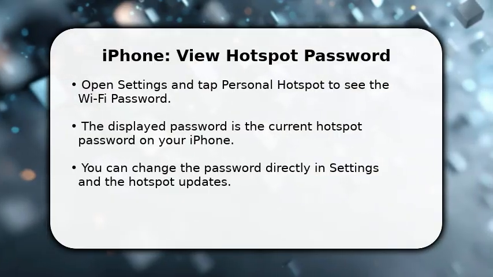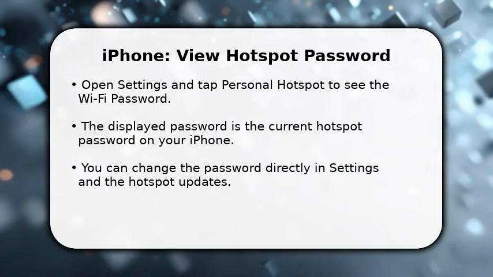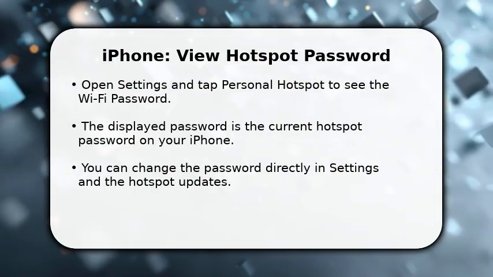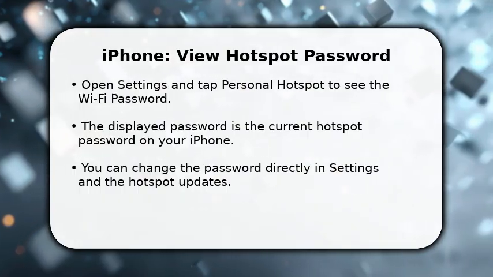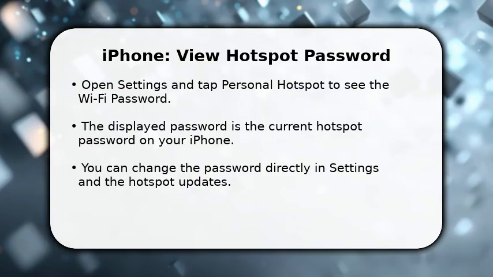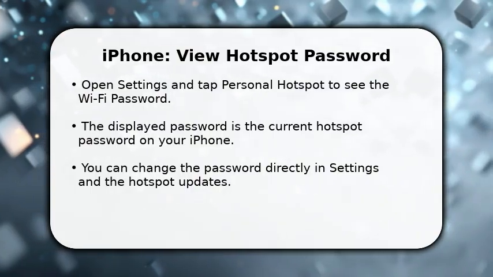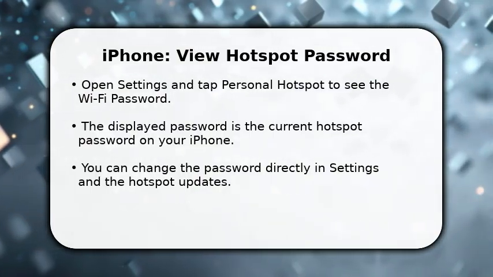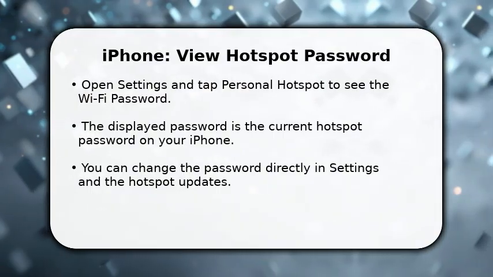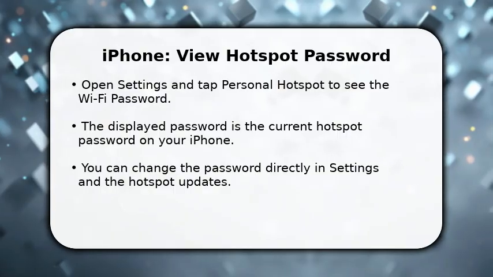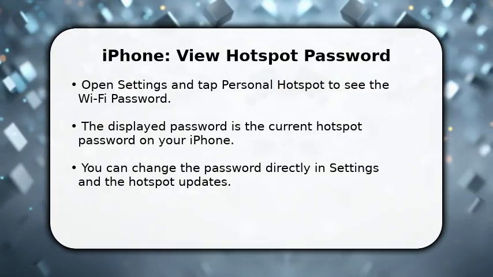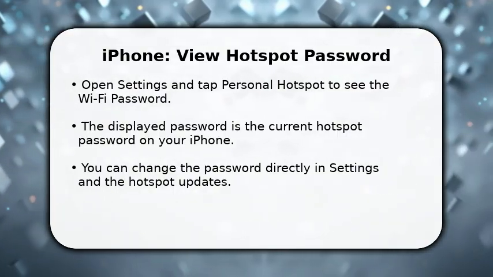Open your iPhone and unlock it with Face ID, Touch ID, or passcode. Open Settings and tap Personal Hotspot near the top of the list. The Wi-Fi password field shows the current hotspot password immediately and visibly. If you want a different password, tap the password field, type a new string, and then tap Done. Changing it disconnects devices using the old password until they rejoin with the new one.